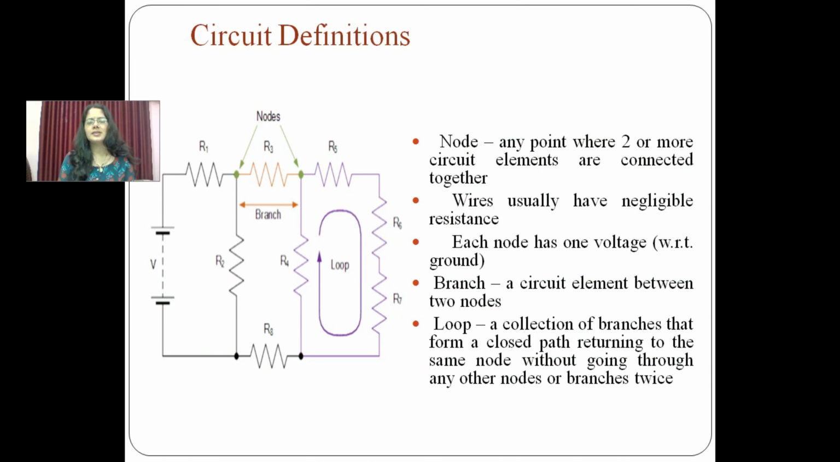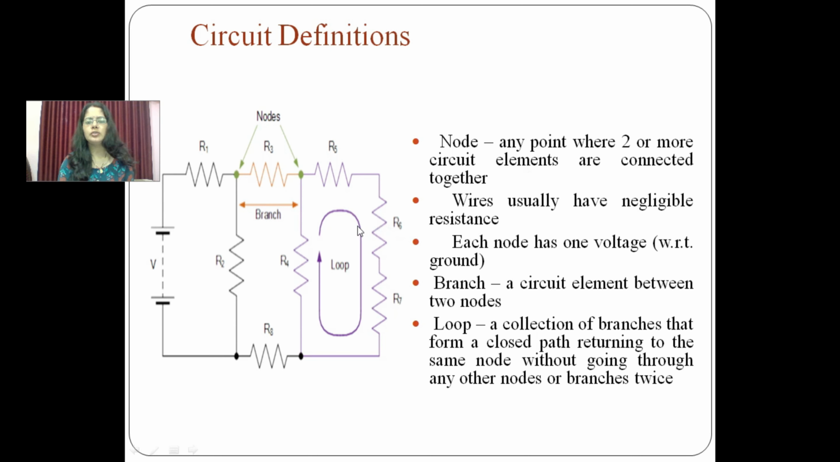So these are some basic definitions related to a circuit. This is a circuit where this is resistance R1, R2, R3, R4, R5, R6 and R7. These 2 points are called nodes, and when we join a line and an element between two nodes, that is called a branch. So the first definition is node.